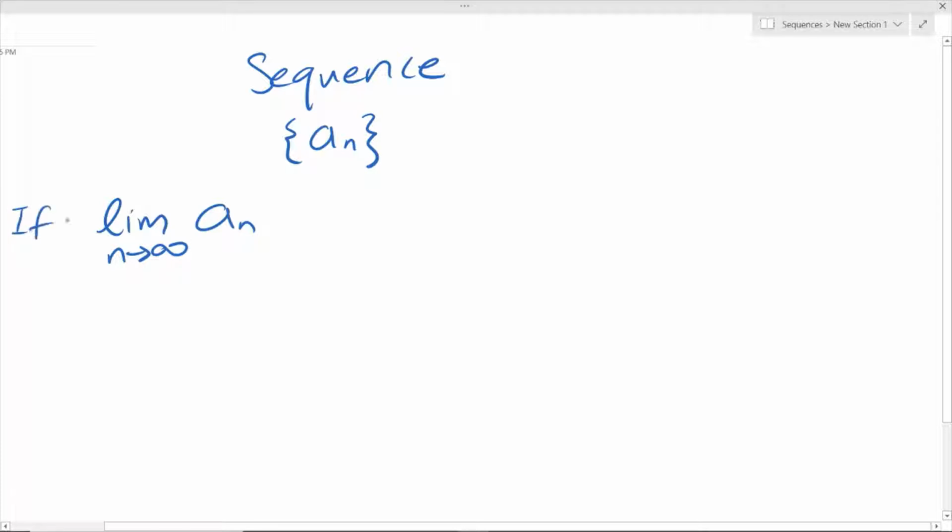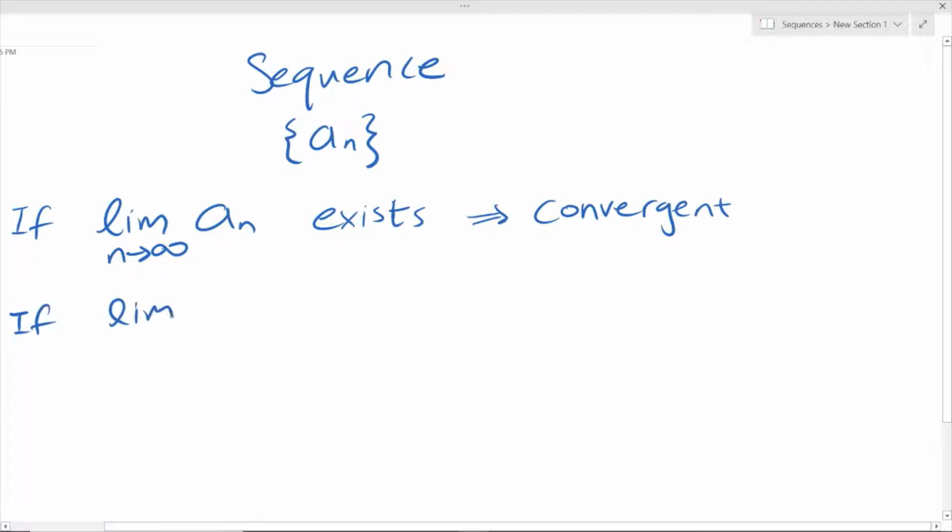So if this limit exists, so let's say it's a finite number, then that means this sequence converges. So it'll be convergence. And if this limit doesn't exist, short form DNE, does not exist, then that means the sequence diverges.